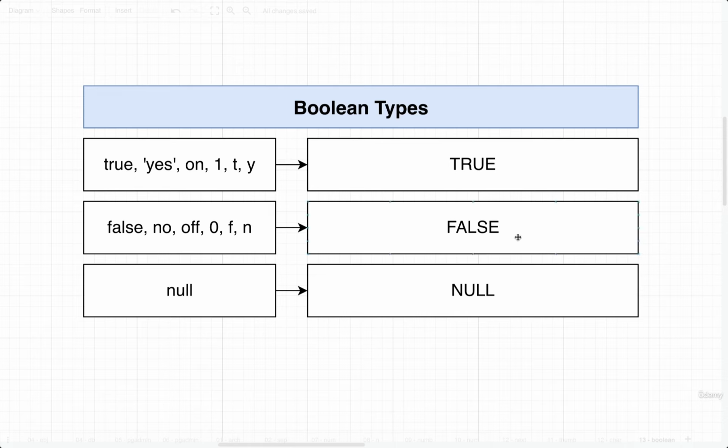Now, besides true and false, Boolean values or Boolean type columns can also store a value of null, which essentially means, well, we don't know. There's no value here. Not true, not false. Null is its own separate value.